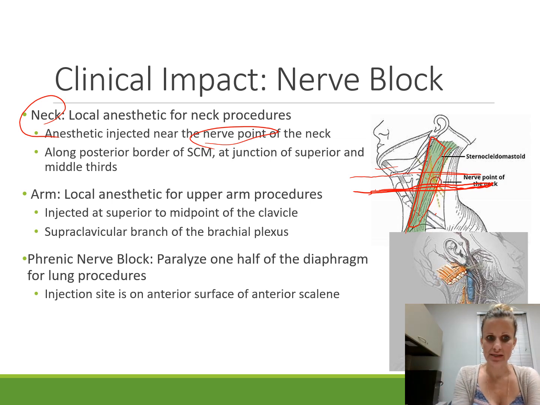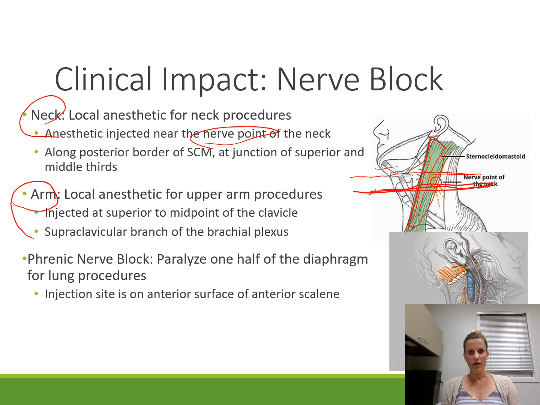We can also anesthetize the upper regions of the arm by injecting near the brachial plexus. We inject superior to the midpoint of the clavicle. So finding the clavicle and the midpoint and going just behind that midpoint shows us where the brachial plexus passes down towards the arm. That's specifically the supraclavicular branch of the brachial plexus, right above the clavicle. And that's going to allow us to do procedures on the upper arm.